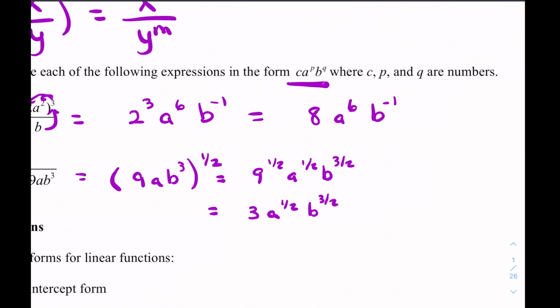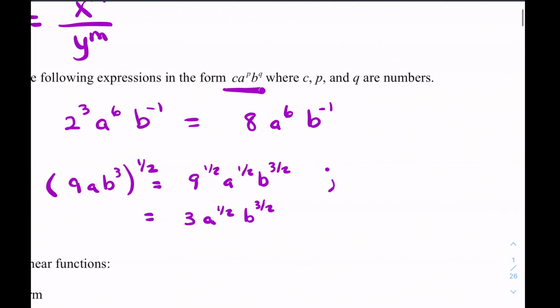Now, if you're wondering why, here's a simple aside. If I have 9 raised to the 1/2 power, I can write that as 3 squared to the 1/2 power, and now I can distribute that exponent on the outside, and that would give me 3 to the 2/2, which is 3 to the 1st, which is 3. That's what you're doing when you're simplifying square roots.